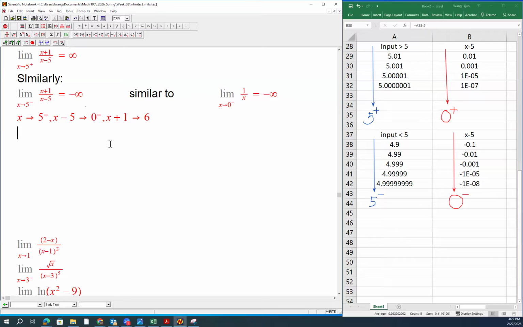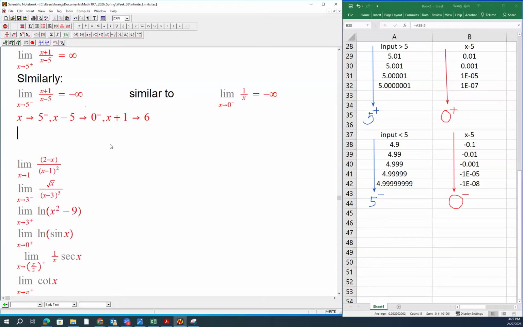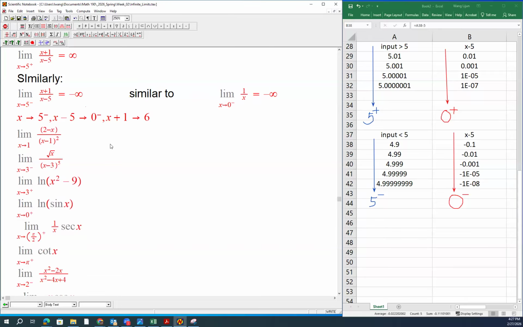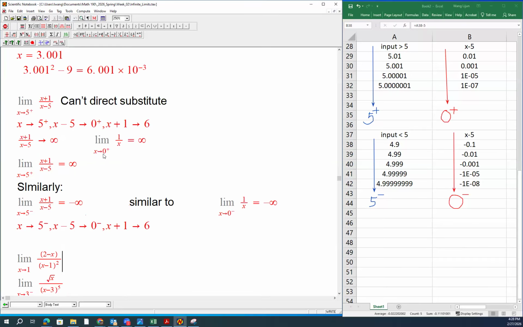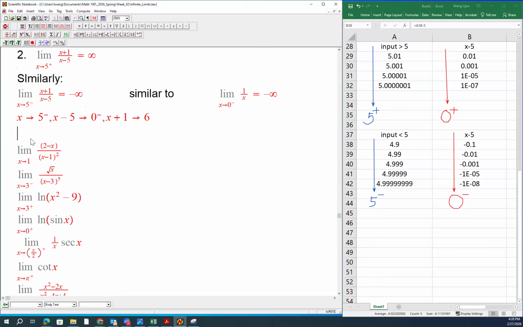So let's see. I hope this is not too long, but let's look at a few more. Okay, so we're going to get better at these. So that was question number 1, and this is question number 2. And in similar manner, let's look at question number 3.